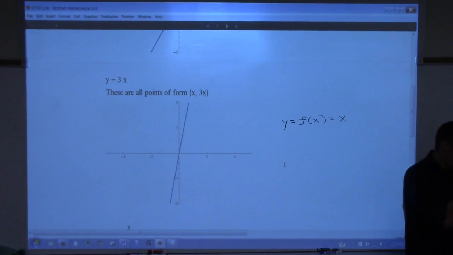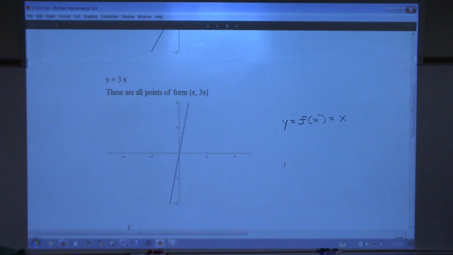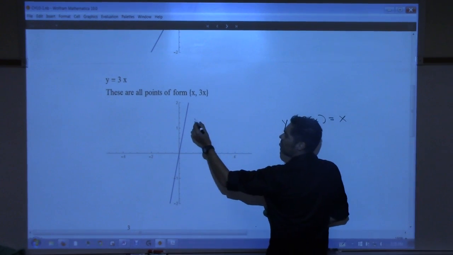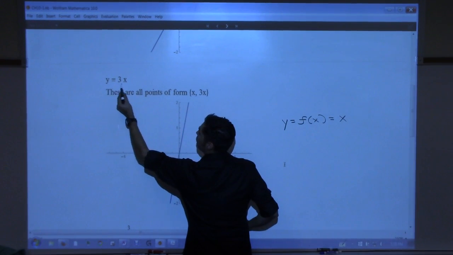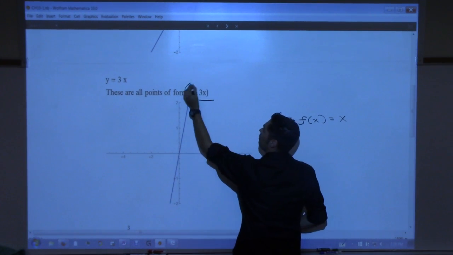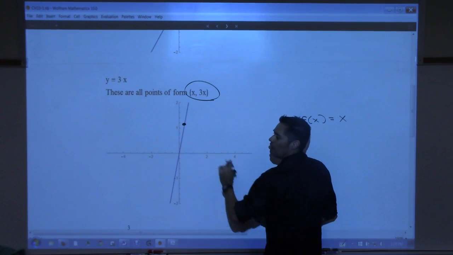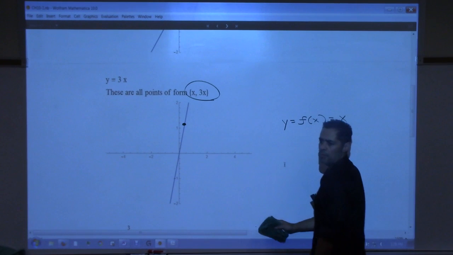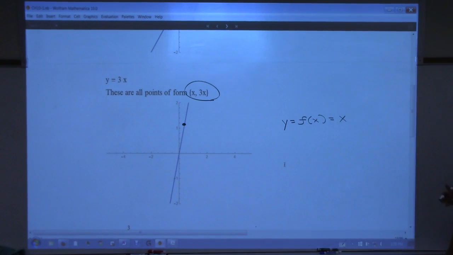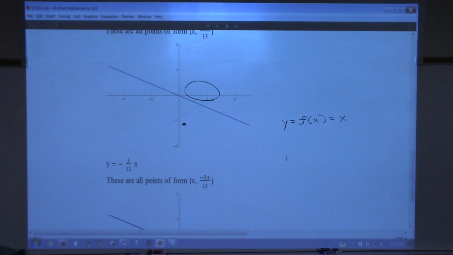And the important thing I want you to see here is that if you're given the function or an equation y equals 3x, every ordered pair on this has to follow that formula. The x coordinate is x, the y coordinate is 3x. Yeah? Negative slope.